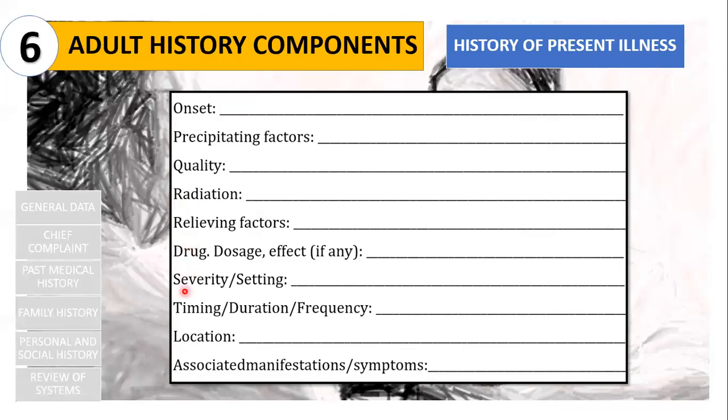As for T, it is for timing, duration, and frequency: when they do experience the symptoms, and for how long. And lastly, we also ask for other associated symptoms for this, which would help us rule in or rule out differentials we have in mind.